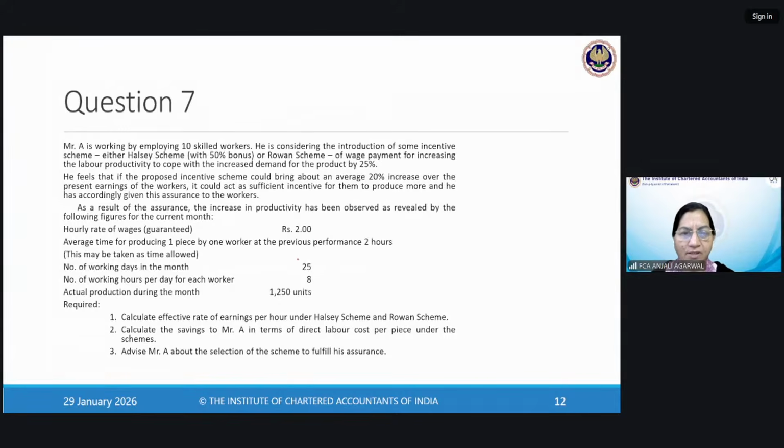Now I'll take one more question based on Halsey and Rowan. There is Mr. A working by employing 10 skilled workers. Considering the introduction of some incentive scheme, either Halsey or Rowan. So the question is about taking a decision whether you want to implement a Halsey plan or a Rowan plan for all the 10 workers. There are 10 workers, so you are going to take this decision regarding the 10 workers, whether we want to apply the Halsey plan or the Rowan plan.